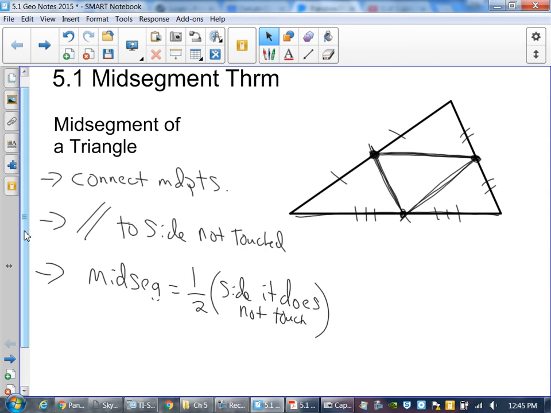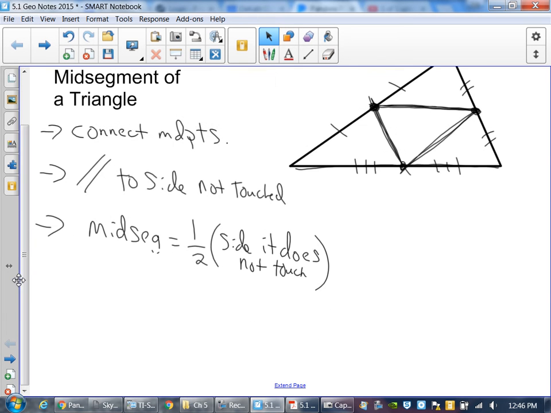Now what I'm showing you here is that you can do this one of two different ways. The most generic way that they write it is that the midsegment's always equal to half the side it doesn't touch. Well, if that's equal to half the side it doesn't touch, another way to say that is, if I double the midsegment, it equals the side it doesn't touch. It's just another way to write it. So these are the three main parts of this. It connects the midpoints, it's parallel to the side it doesn't touch, and it's equal to half the side it doesn't touch.